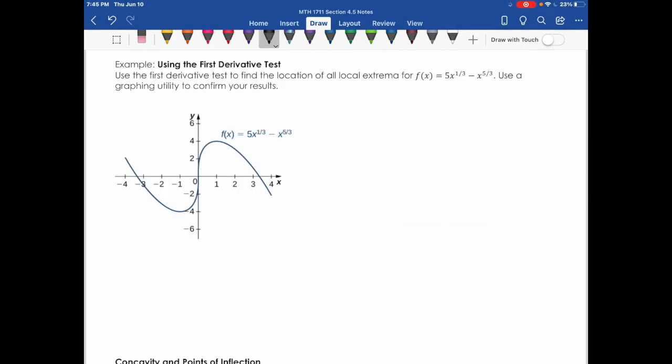So we have another example here where we can use the first derivative test to find all the local maxes and mins. And our function is 5x to the 1/3 minus x to the 5/3.